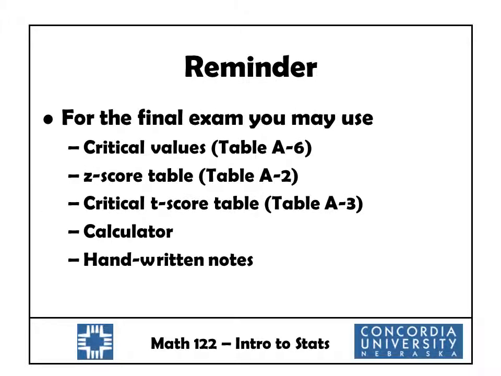So a reminder of what you can use for the test. For the test, you can use really any table that you want. Specifically, we can use table A6, which is a table of critical values for regression. There's your z-score table, table A2. There's a critical t-score table, table A3, that we use for constructing confidence intervals for means. We don't need any of those hypothesis testing tables because there's not going to be any hypothesis tests. And then, as always, you can use your calculator and any handwritten notes that you want. No electronic aids other than your calculator are allowed.